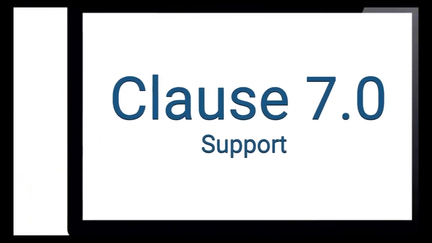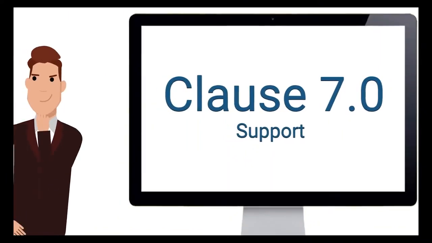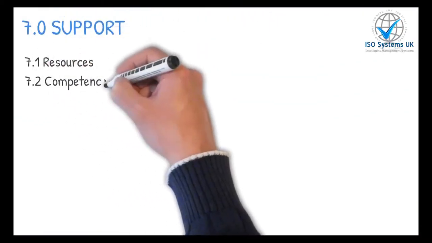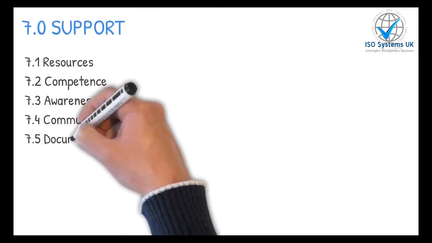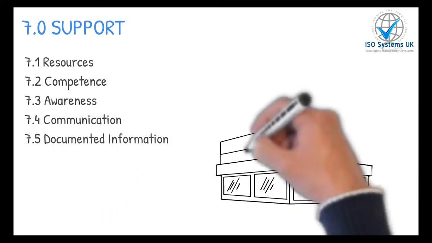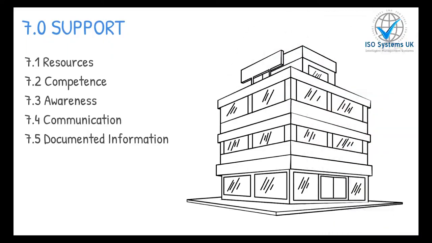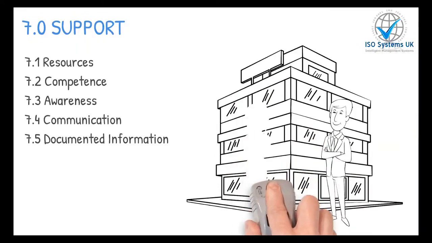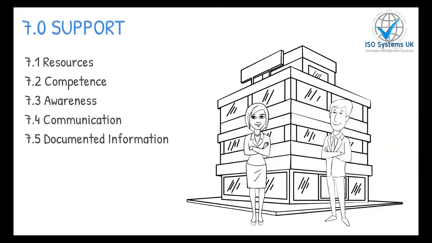Regardless of business size, without adequate support, the business will fail. ISO 9001 defines the following as critical support. These are resources, competence, awareness, communication and documented information. Resources include competent and motivated people, adequate infrastructure and work environment for the efficient operation of the process. The use of resources can also be monitored and measured.